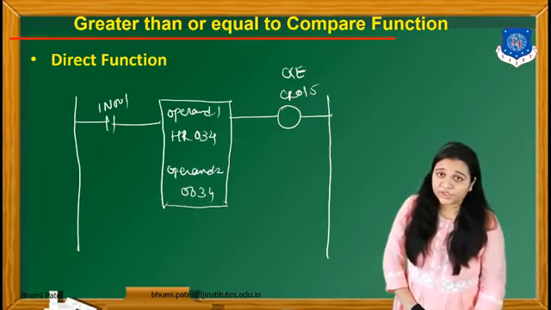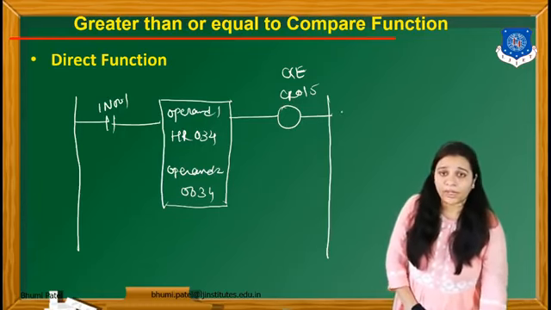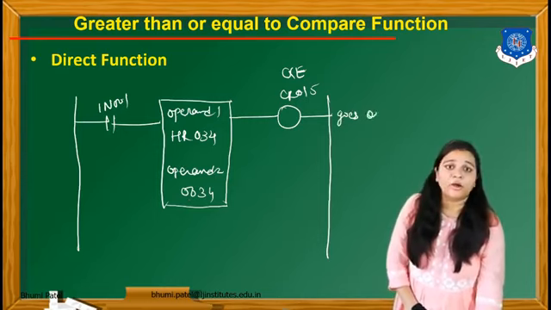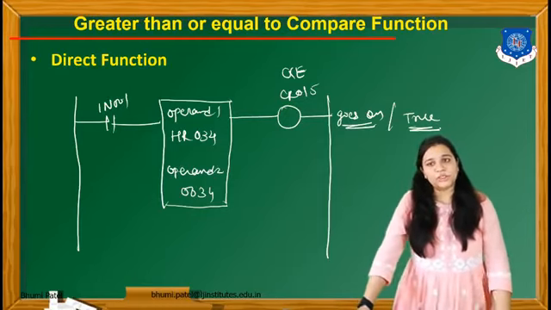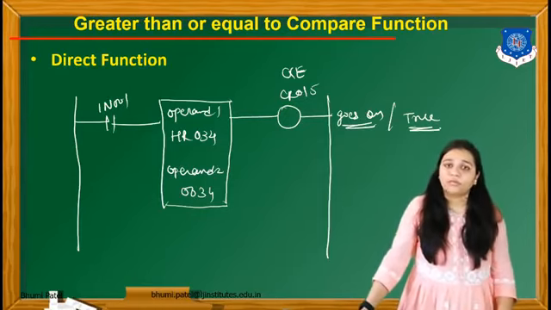If the first number is greater than or equal to the second number, that time my output goes on. Okay, output will become true. Otherwise, my output goes off. So this is a direct function of greater than or equal to.